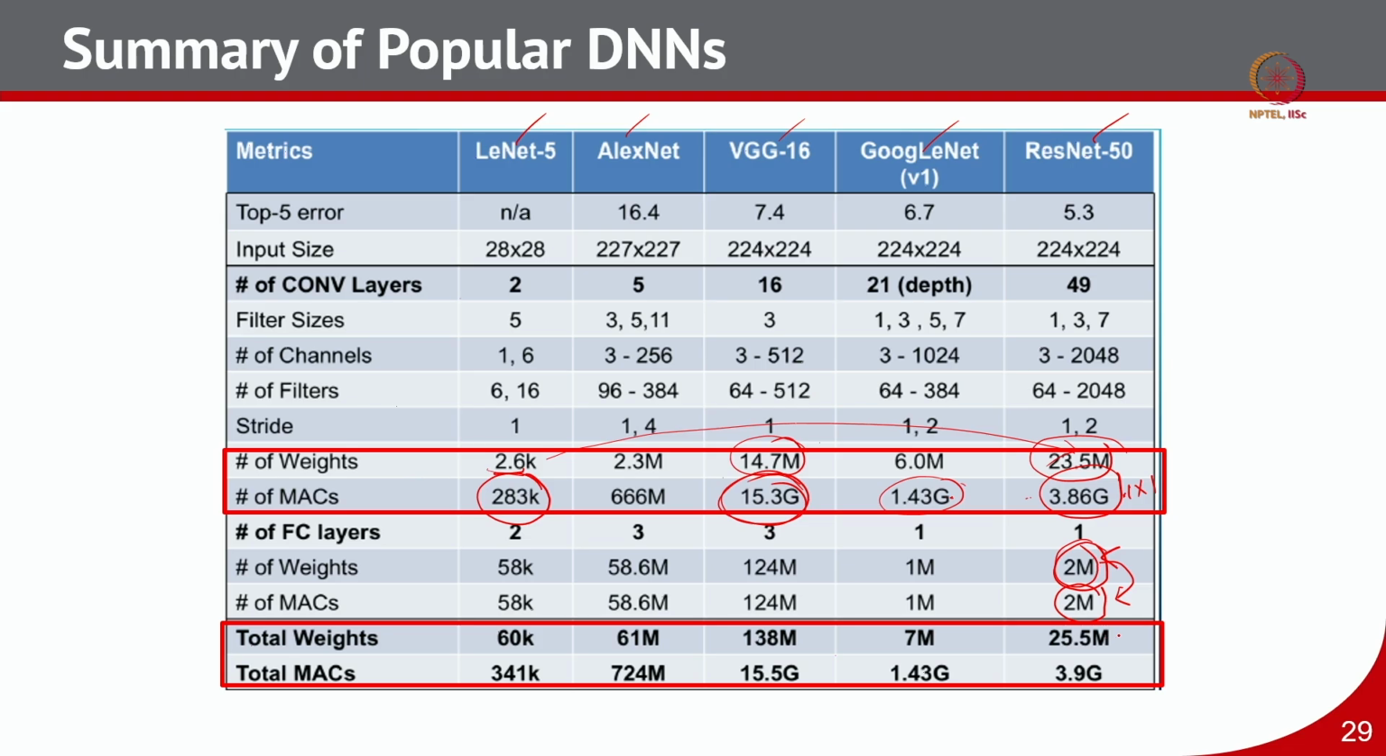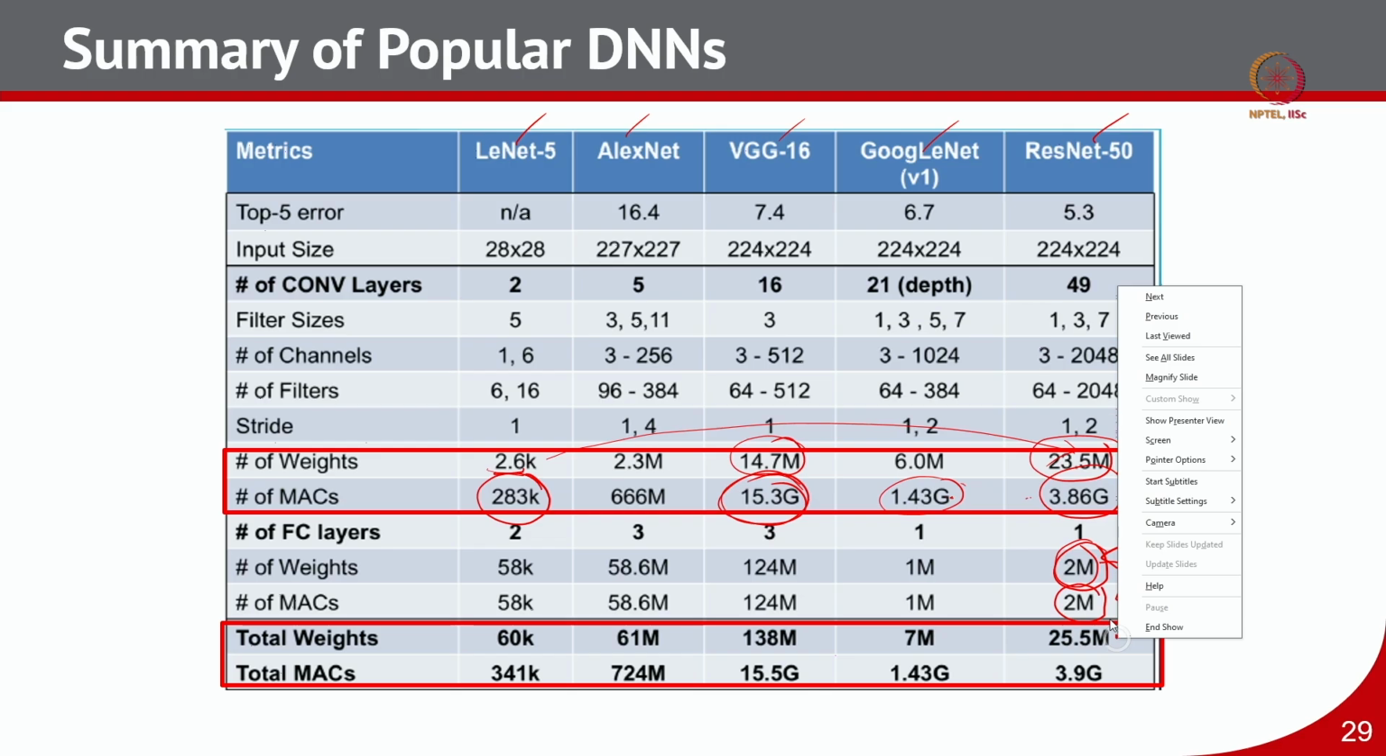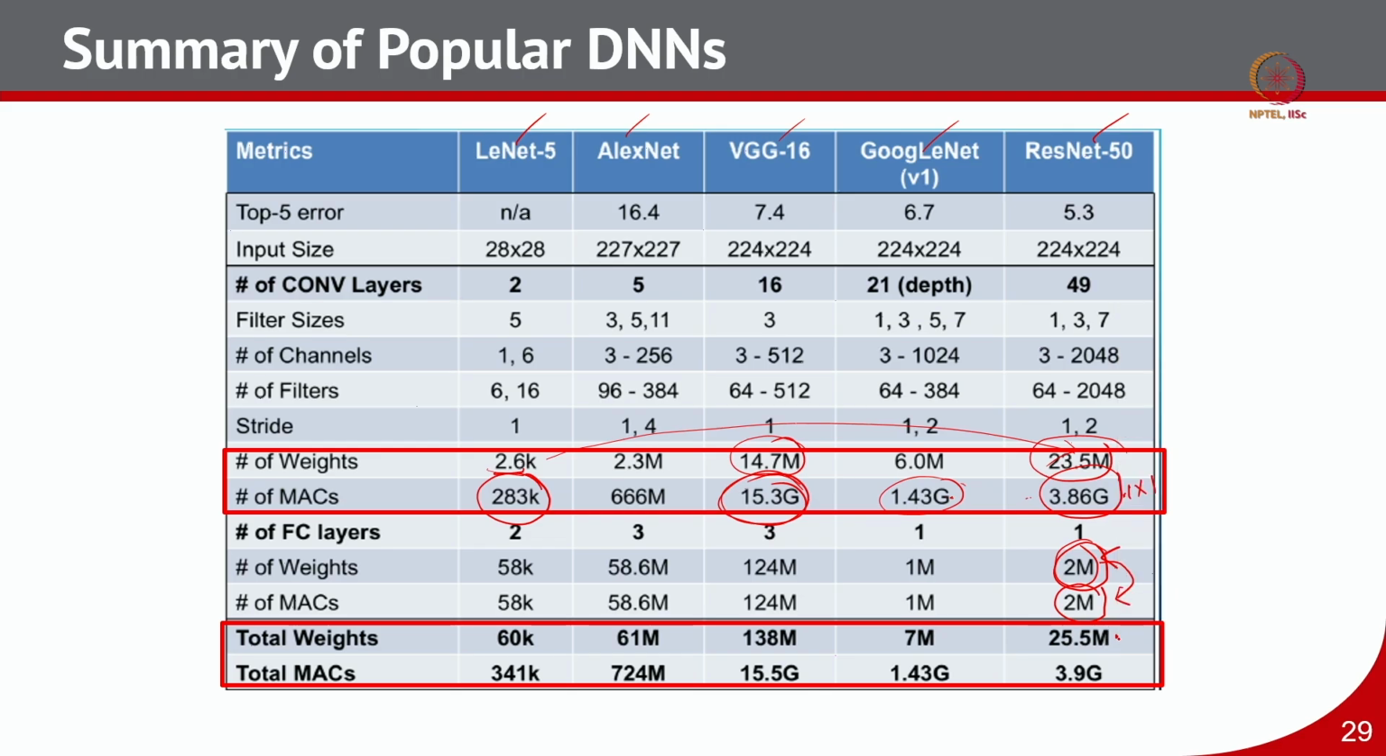In total, for ResNet, the total number of weights is 25.5 million, and the total number of multiply and accumulate operations is 3.9 billion. For VGG16, it is 15.5 billion. You can imagine the scale of this network, right? It is a huge scale, correct. 15.5 billion operations are happening just to classify some images, right.